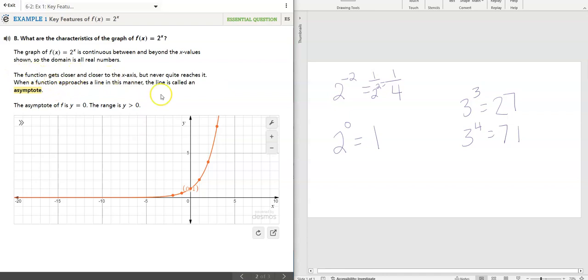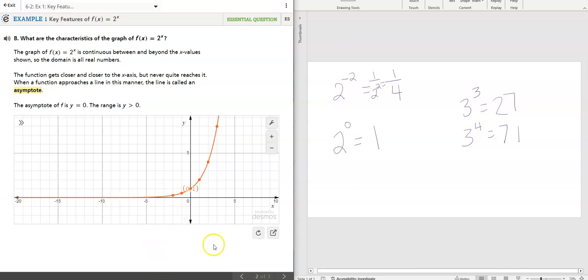When a line or a function gets closer and closer to the x-axis, but it never quite reaches it, it's an asymptote. Asymptote. I'd have to look up the definition. I think people say it differently. The asymptote of f is y equals 0 of this function. The range is y has to be greater than 0 because y cannot go down below 0 here.